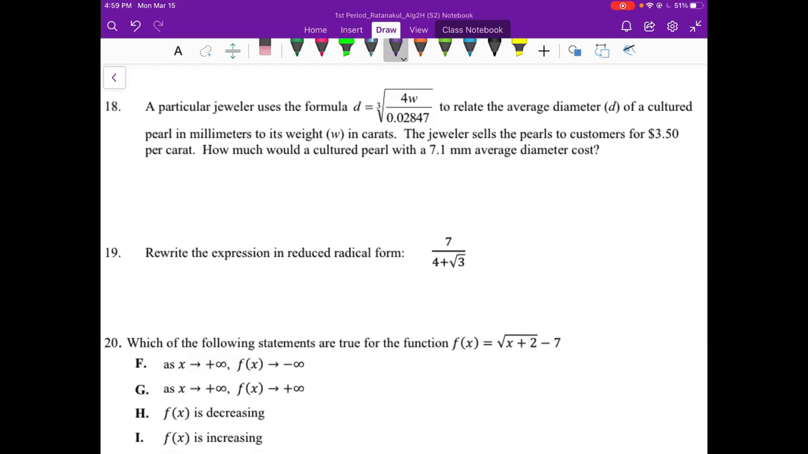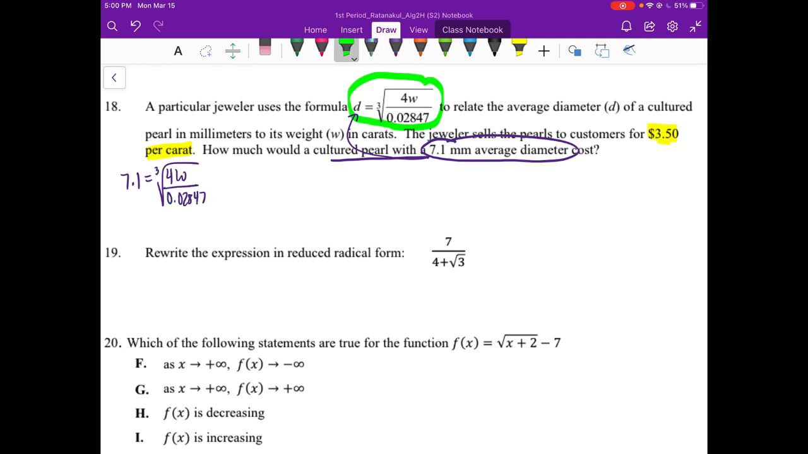All right, moving into 18. So we have a particular jeweler with this formula. They tell us that it's $3.50 per carat. We want to know how much a pearl is going to cost if it has a 7.1 millimeter average diameter. So we know the diameter of this pearl, but we don't know the weight. And we need to figure out the weight before we get the total cost. So we're going to start by plugging in 7.1 for diameter, and we are going to try to solve for W.